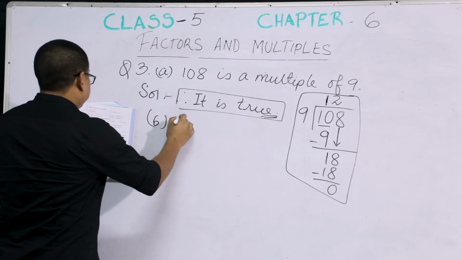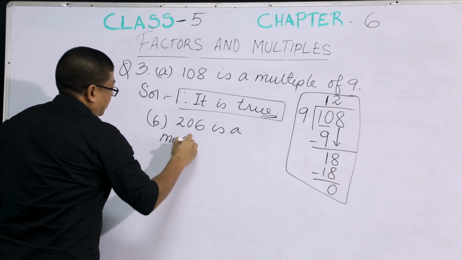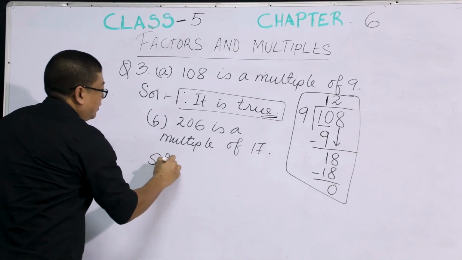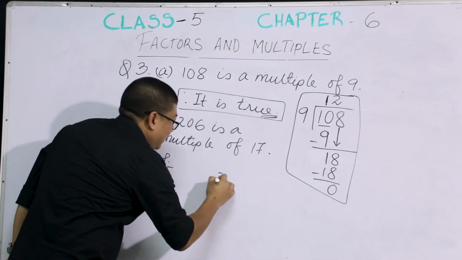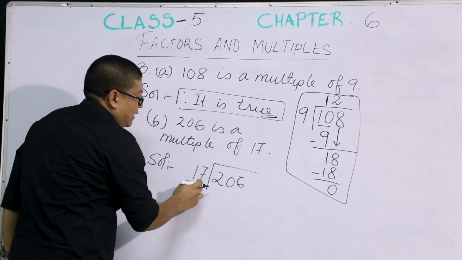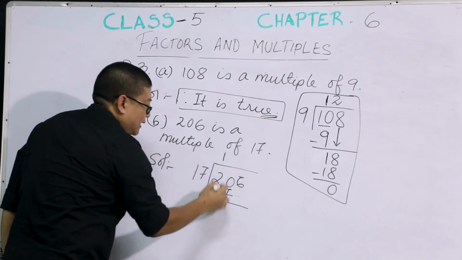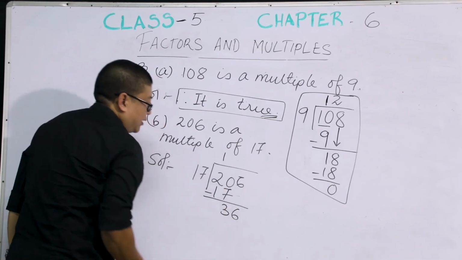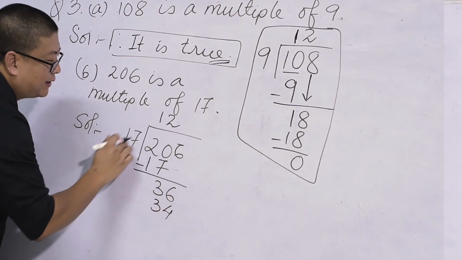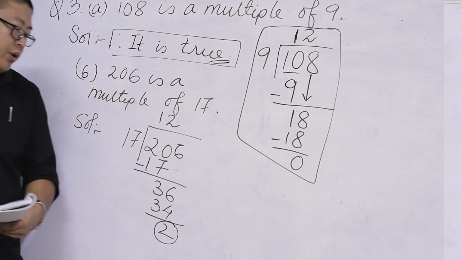Let's look at the next question. 206 is a multiple of 17. To get this, again, I have to divide 206 by 17. 20 and 17, let's divide. The nearest multiplication will be 17 into 1 is 17. You subtract, you get 3, and bring down 6 to make 36. The nearest will be 2, so 17 into 2 is 34. You are getting a remainder here, 2.